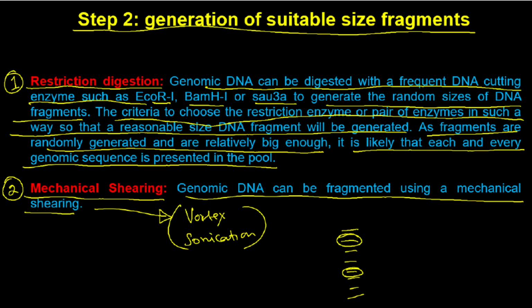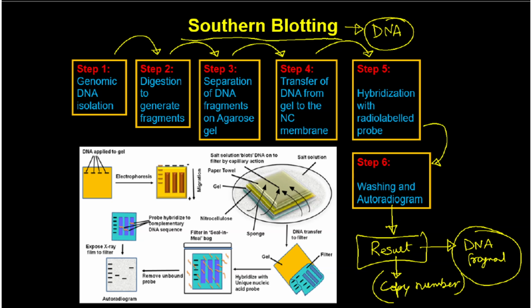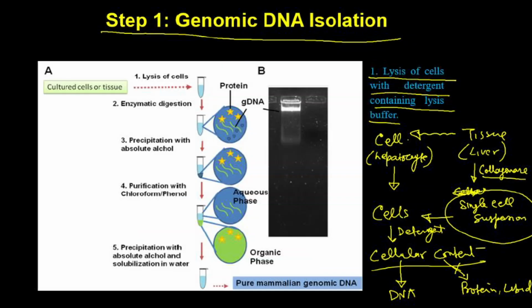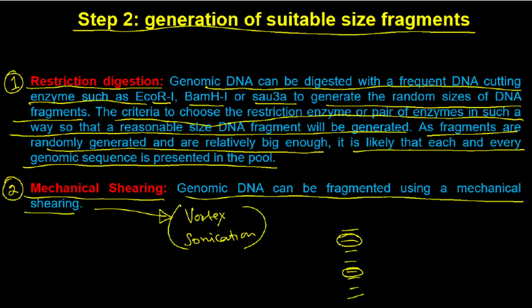The second step is the generation of suitable size fragments. So we have isolated the genomic DNA. Now, as I said, digestion to generate fragments. In this step, we will be generating suitable size fragments from the DNA. How will that happen? That will happen either by restriction digestion or by mechanical shearing.